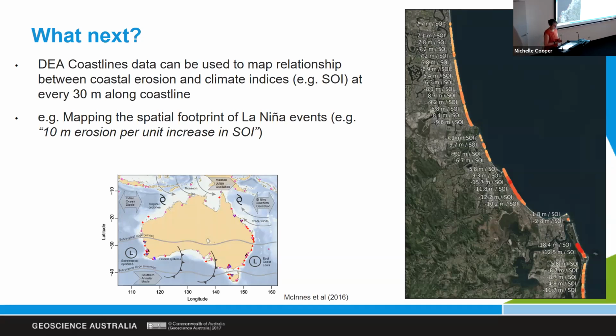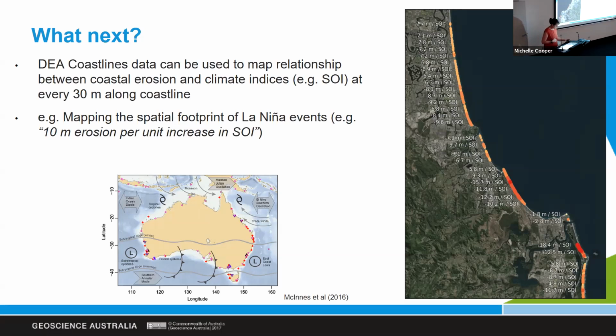But lots of shorelines don't do that. Lots of shorelines are more oscillatory. And in this case here, you can see we've plotted up the relationship between the shoreline movement and Southern Oscillation Index variation. In this case, we're seeing about 10 metres of erosion per unit of increase in Southern Oscillation Index. So you can predict that if you're going into a La Nina period, your shoreline's probably going to shift 10 metres, and vice versa if you're going into an El Nino event.